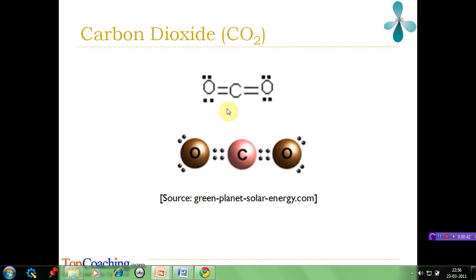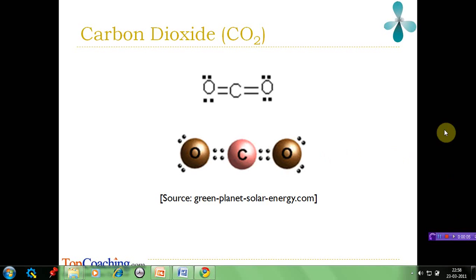Each of the oxygen atoms has three electron pairs, out of which two are unshared and one is shared. Therefore, it is sp2 hybridized. The geometry of the carbon dioxide molecule, as can be seen, is linear and the bond angle is 180 degrees.